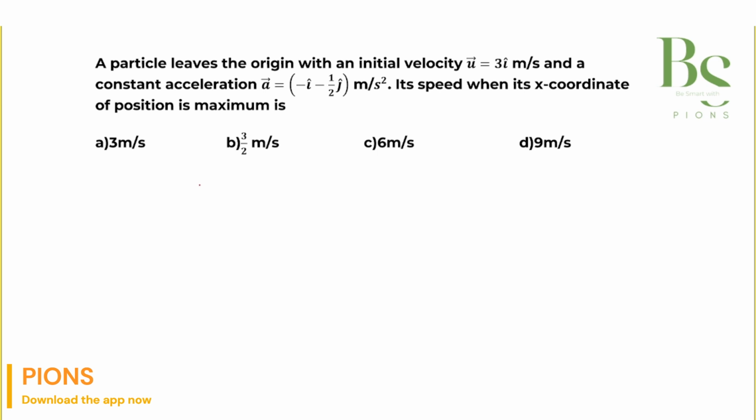A particle leaves the origin with an initial velocity u equal to 3i meter per second and constant acceleration a, which is equal to minus i minus 1 by 2 j meter per second square. Its speed when its x coordinate of position is maximum. So here we will understand the concept of maxima and minima at the end.